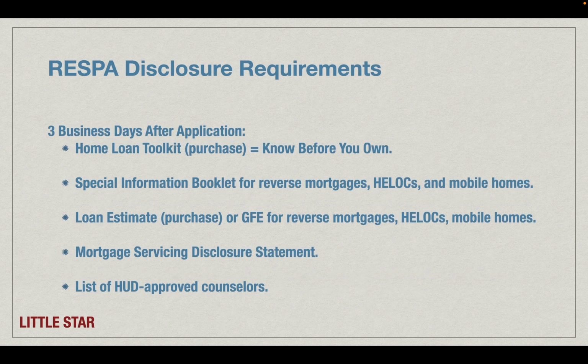As for disclosures, there are several key requirements. Within 3 business days after receiving an application, lenders must provide the Home Loan Toolkit for purchases, a special information booklet for reverse mortgages, HELOCs, and mobile homes, and a loan estimate or GFE for reverse mortgages, HELOCs, and mobile homes. Borrowers must also get a mortgage servicing disclosure statement and a list of HUD-approved counselors.